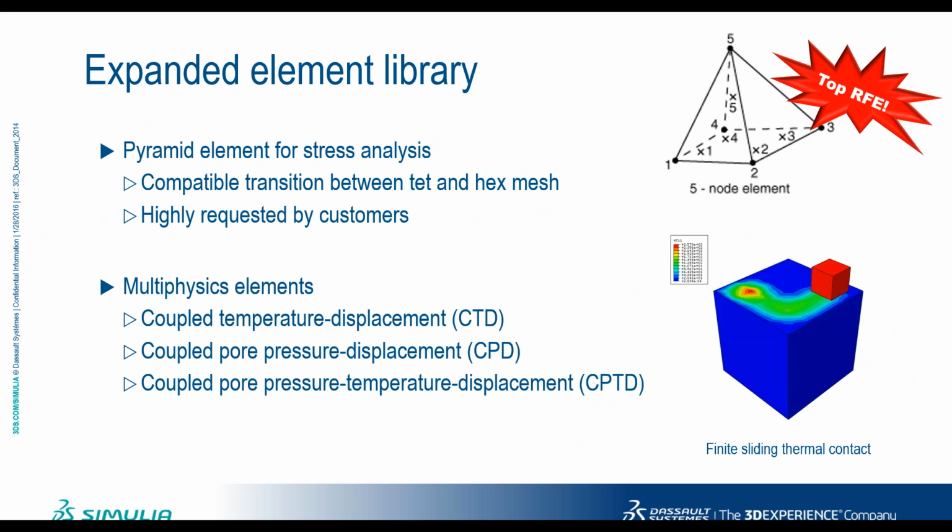Also, new types of elements. Especially people using CFD are very happy to see pyramid elements, which you can use to transition between a tet mesh and a hex mesh. So this element now exists. Also, there are new multi-physics type elements. In addition to the existing coupled elements, now you can have coupled temperature displacement, pore pressure displacement, and pore pressure temperature displacement elements.